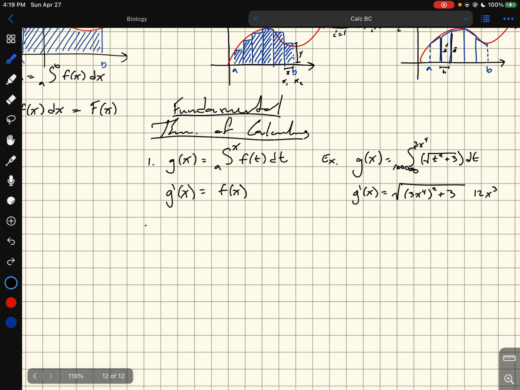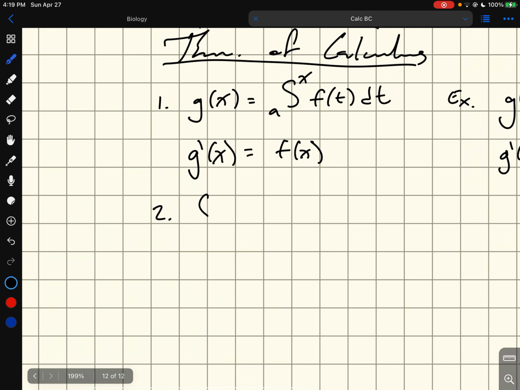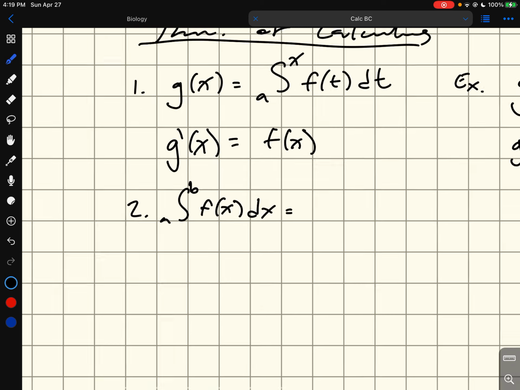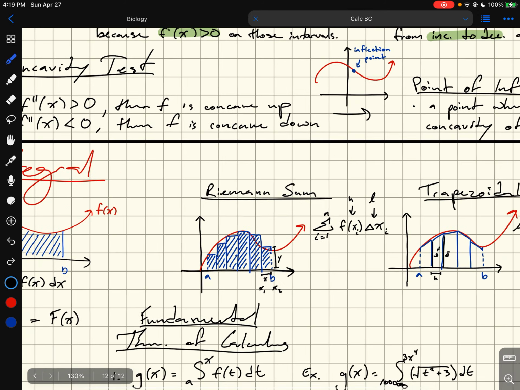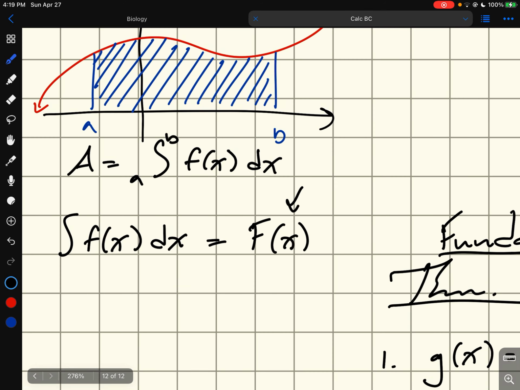Okay, number 2. This is the one that we use to solve integrals. So if we had an integral from a to b of some function f of x dx, then this is equal to the same thing as if you had the antiderivative. Remember, capital F is the antiderivative. This is the integral.